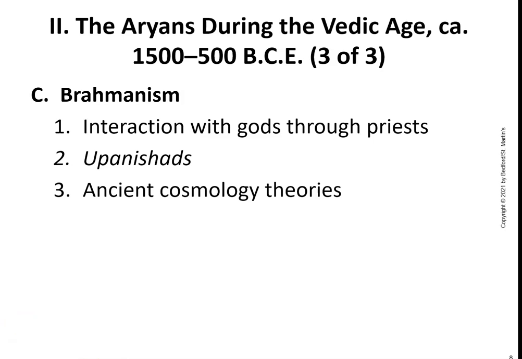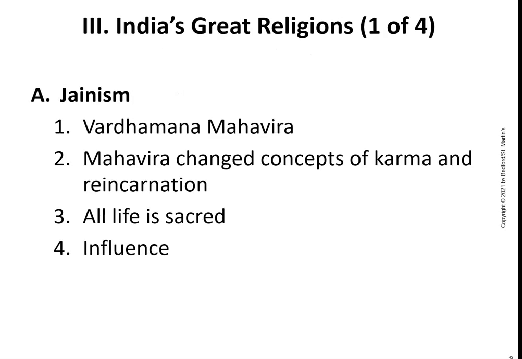Let's talk about Brahmanism really quickly. Indians interacted with their gods through the actions of the priests, who were the only members of society who could perform the ceremonies. The meanings of these sacrificial rites were recorded in the Upanishads, and ancient Indian cosmology theories included samsara, the reincarnation of souls, and karma, the tally of good and bad deeds that will determine the status of the next life.